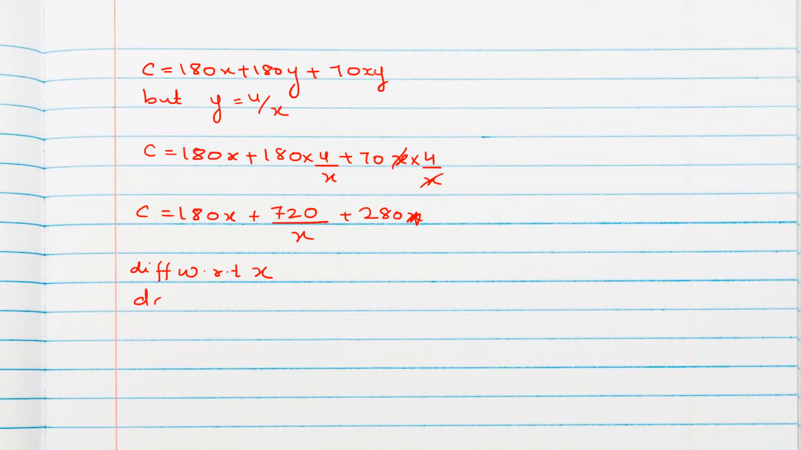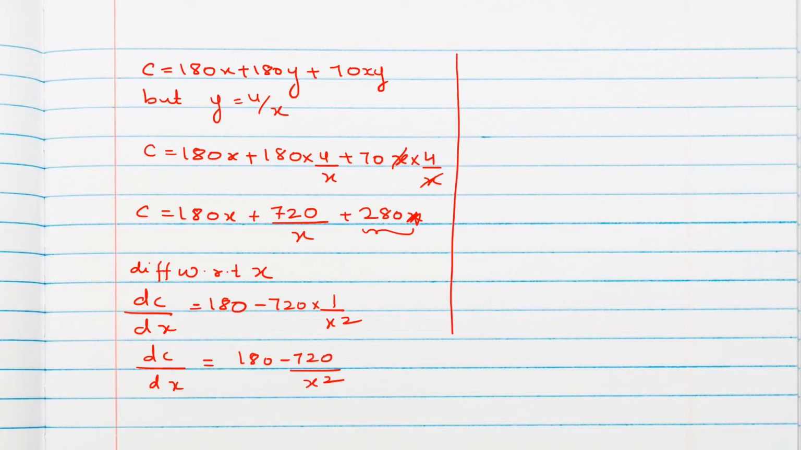dC by dx will be, here 180 will come, derivative of x will be 1. Here 720 into minus 1, minus 720 by x square. The derivative of 1 by x will be minus 1 by x square, and here this is constant, so the derivative of 280 will be 0. So dC by dx will be 180 minus 720 by x square we can write.